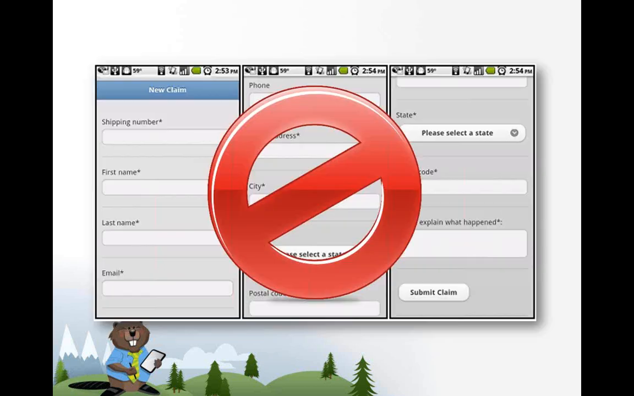The big no-no is something like this. You don't want to have that on a mobile landing page. It's not going to be effective for your business if you have that sort of form on your mobile landing pages. No one's going to fill it out, and it's not going to be effective or useful.